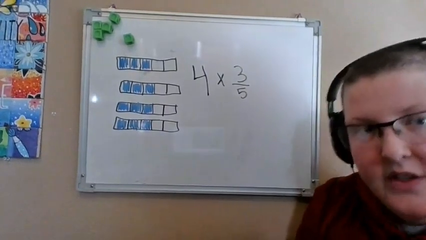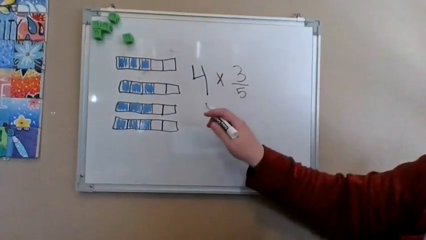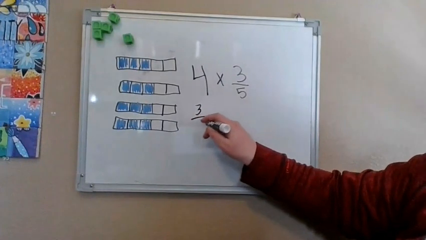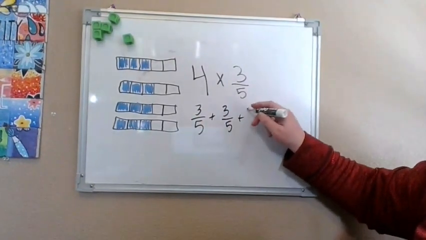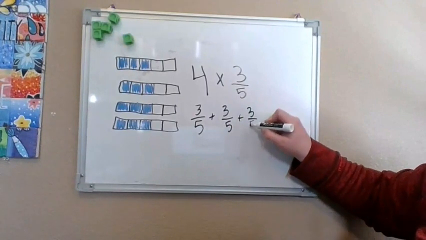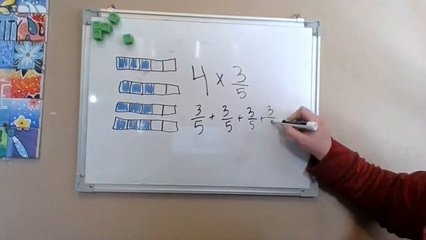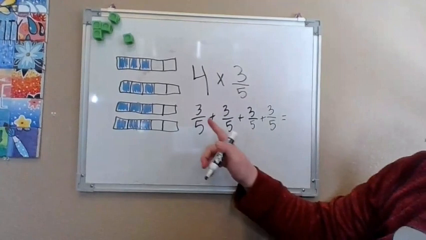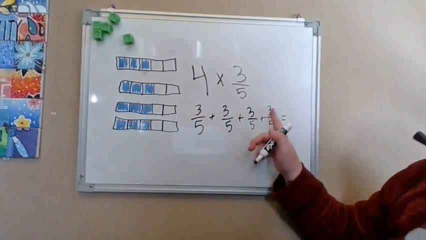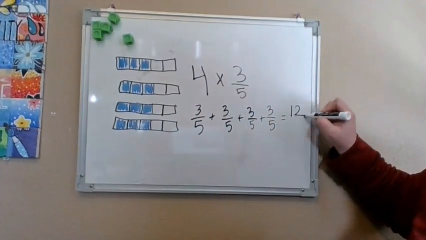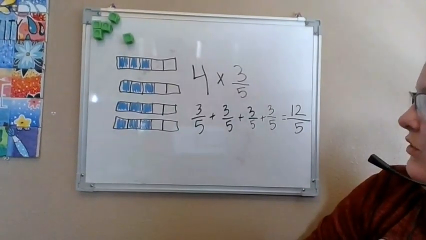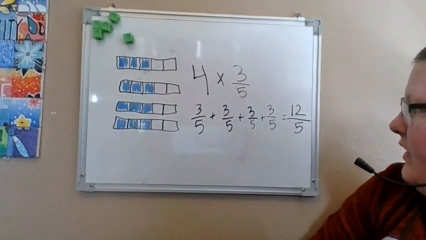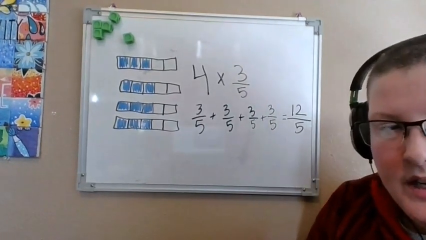Another way to think about that is, again, repeated addition. 3/5, 4 times. And doing that math, I can go 3, 6, 9, 12. So 12/5. 4 groups of 3/5 gives us 12/5.